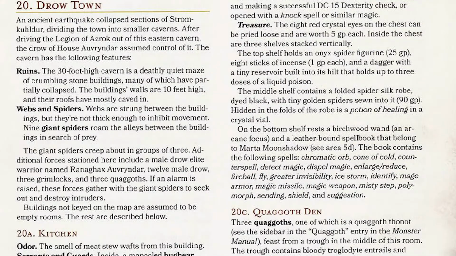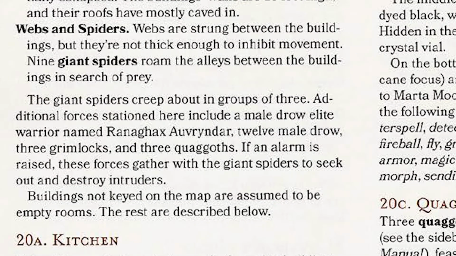And if the players go through Area 20, you've got 9 giant spiders, a Drow elite warrior, 3 more Quaggoths, and 12 more Drow. So you don't have the spells on the other side, but the action economy and all these creatures coming running and attacking, and they know the area is deadly, and there's no saying that someone won't run off and get Trissa and the Drow Mage involved.